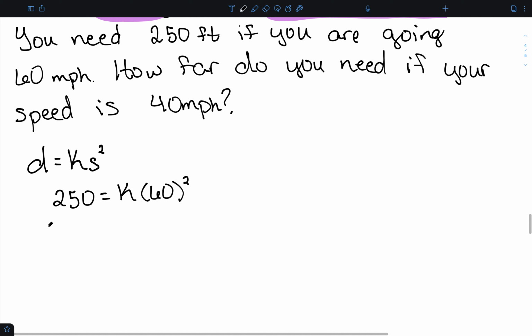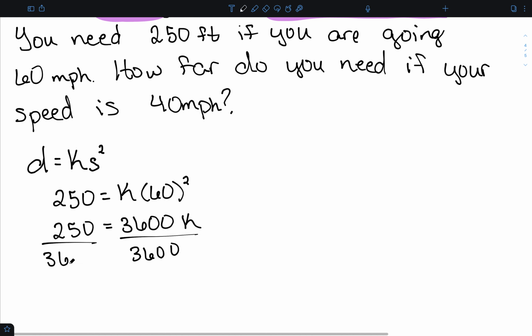In other words, 250 is equal to 3,600 K. I can divide both sides by 3,600, and I get that K is equal to 5 over 72. So my actual equation is D is equal to 5 over 72 S squared.